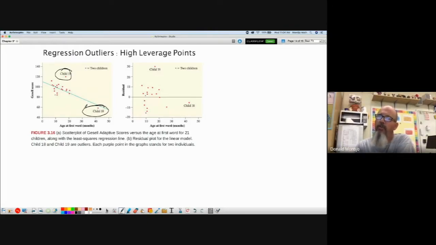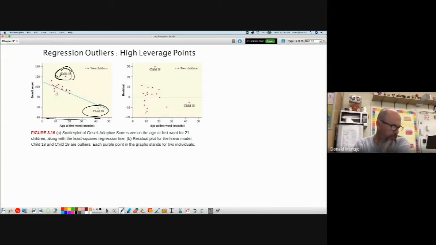What do we mean by unusual? We're not saying that this is a weird kid. We're just saying that the data points don't fit the rest of the data. They're different. They're unusual. They're outliers, as we talked about in Unit 1. We can have an outlier in the X direction, which would be child 18, because he doesn't fit with the rest of these values in the X direction. Or we can have an outlier in the Y direction, like child 19. He doesn't fit the rest of the data in the Y direction.